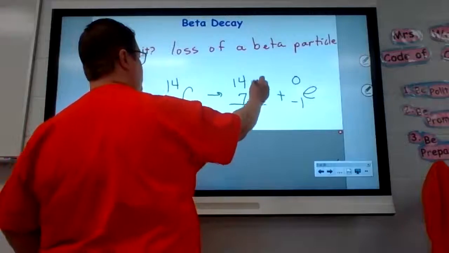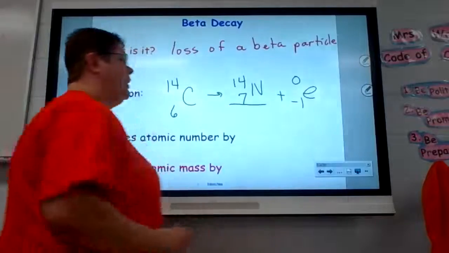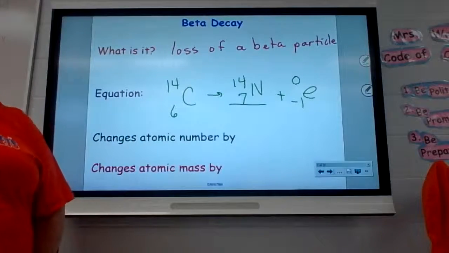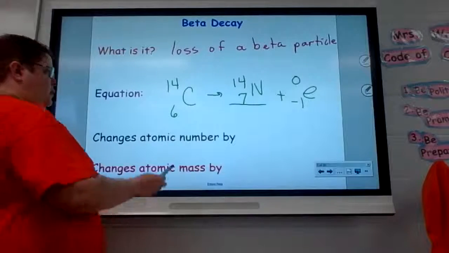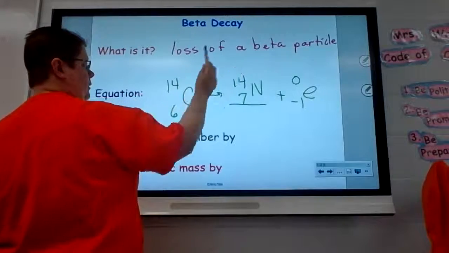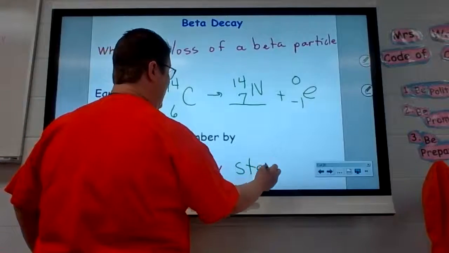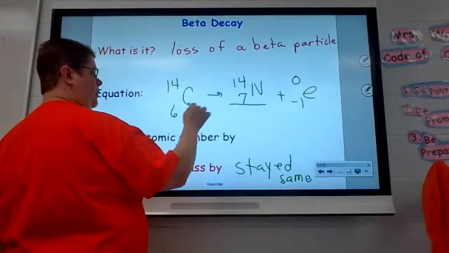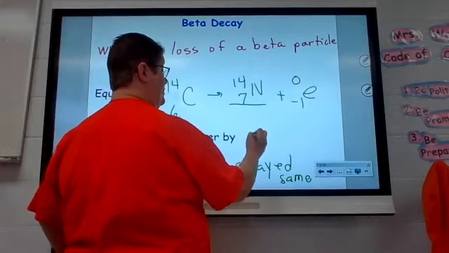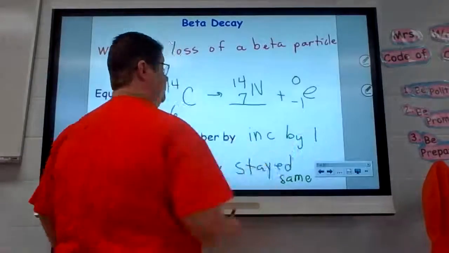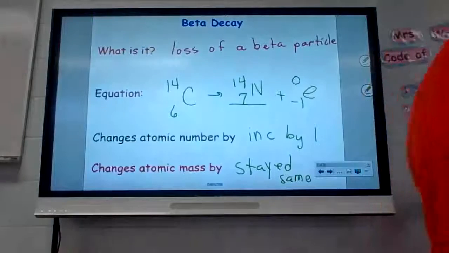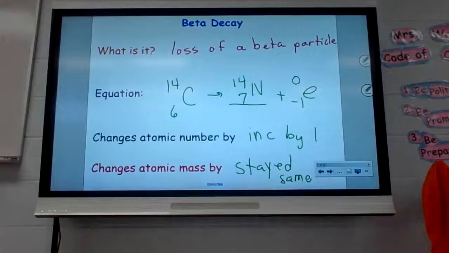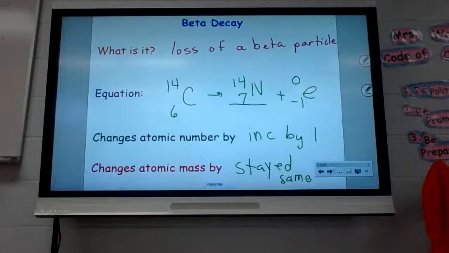So it's nitrogen. Now, looking at these numbers, what happened to the atomic mass? The atomic mass stayed the same. What happened to the atomic number? It increased by 1. So, when you think about alpha decay, they decreased. But did they decrease in beta decay? No. Beta decay did not decrease. The numbers actually went up.